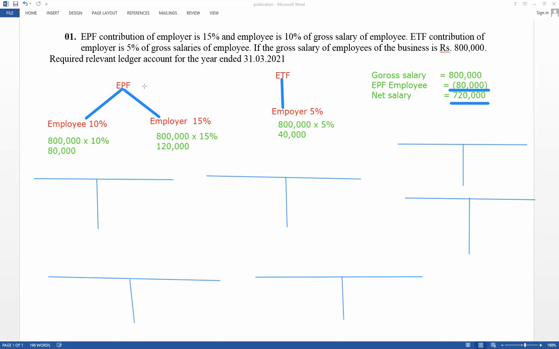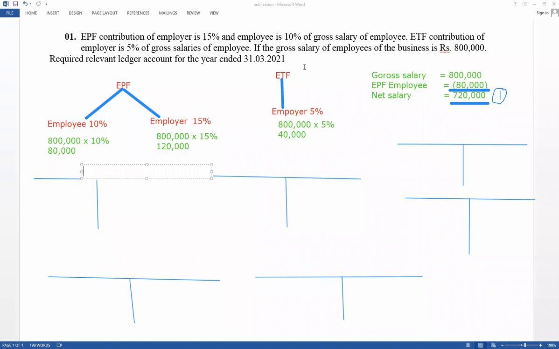Think, the trial balance has not been given. It means those are not recorded yet. Therefore, step number 1: net salary should be recorded. Net salary 720,000 is the value paid in cash. Paid in cash, therefore what is the double entry? Cash account credit, salary account debit. Therefore, you have to prepare the salary account as well as the cash account.